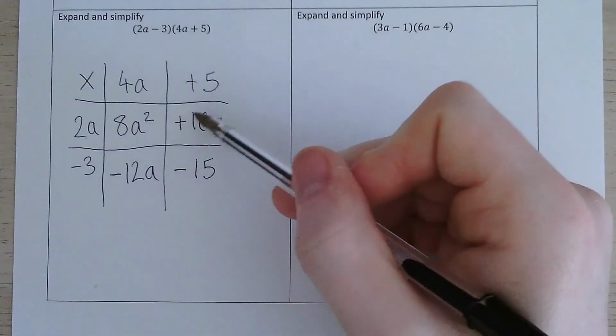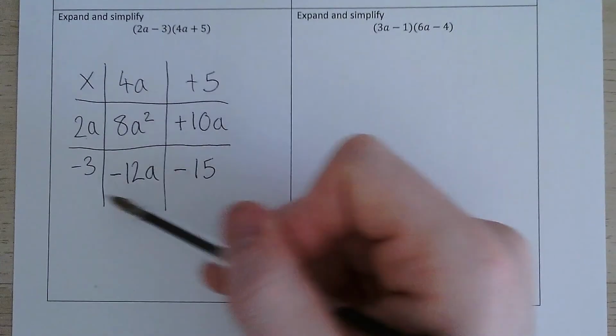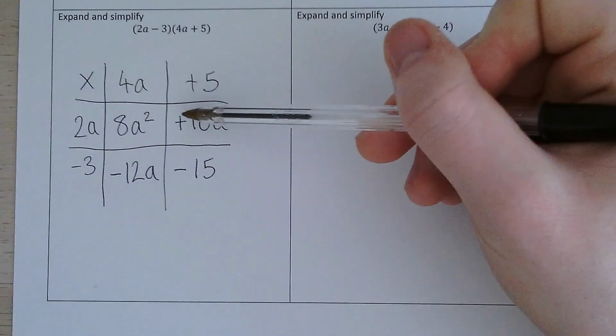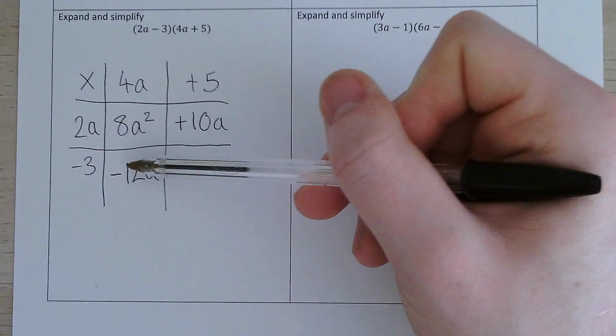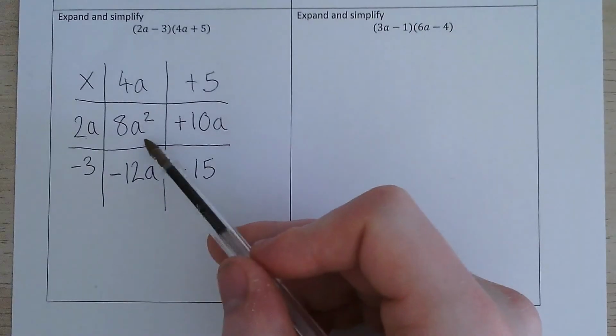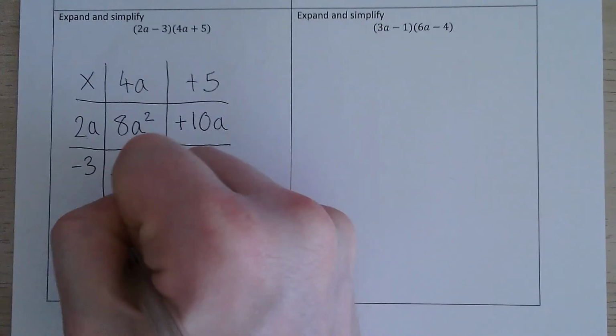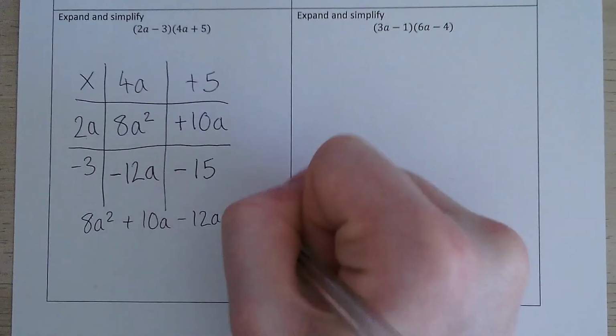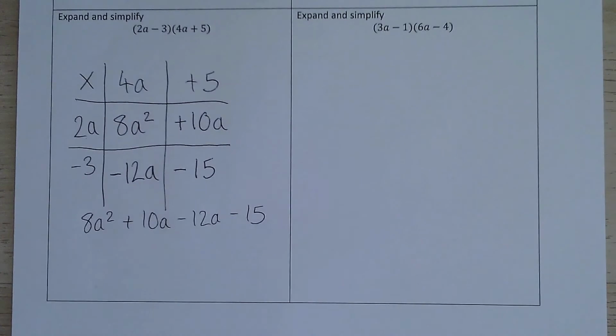Here, because I do have a positive a term and a negative a term, I do want to consider which way round I think it will be easier to write those terms. I reckon it will be easier to have the positive number first and then the negative value afterwards. So I'll start with 8a squared and then write plus 10a minus 12a minus 15. Now we look for our like terms.